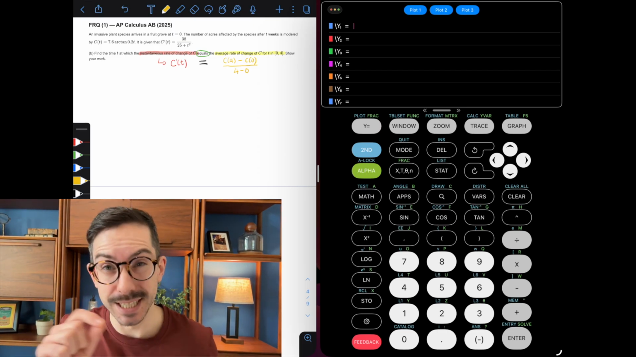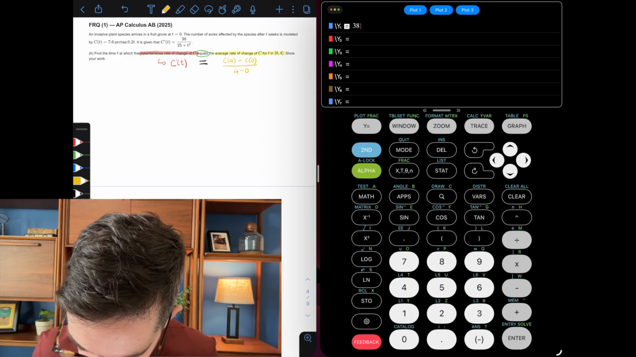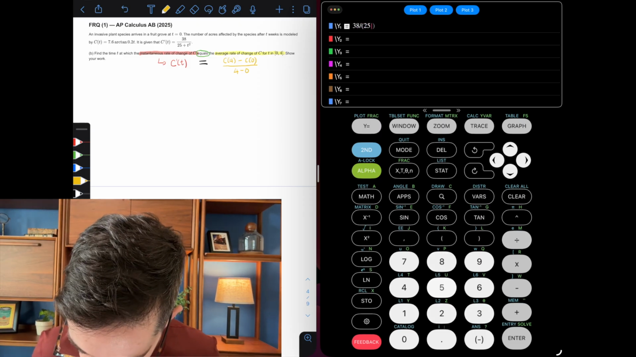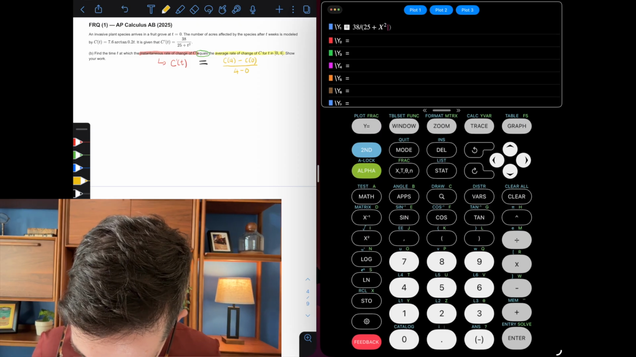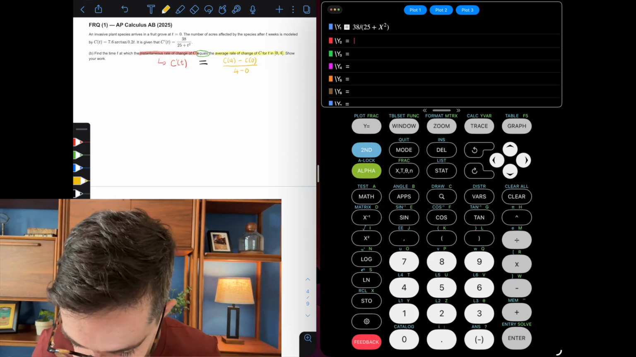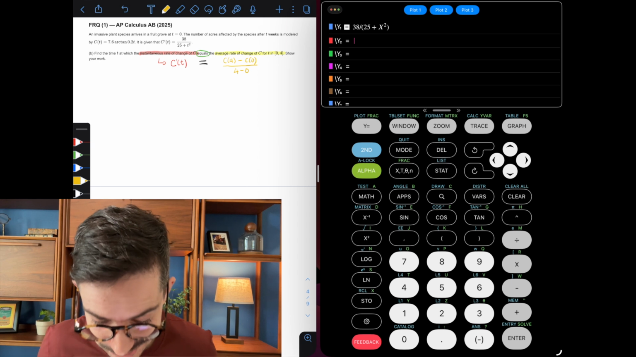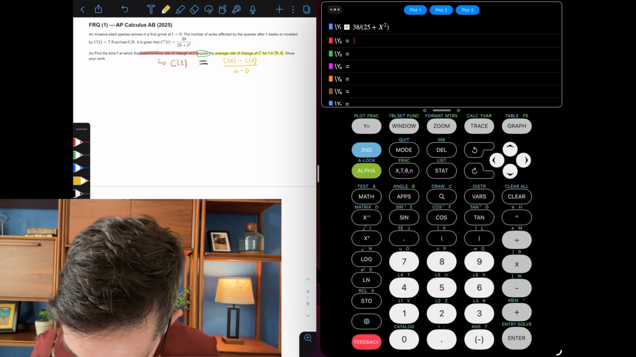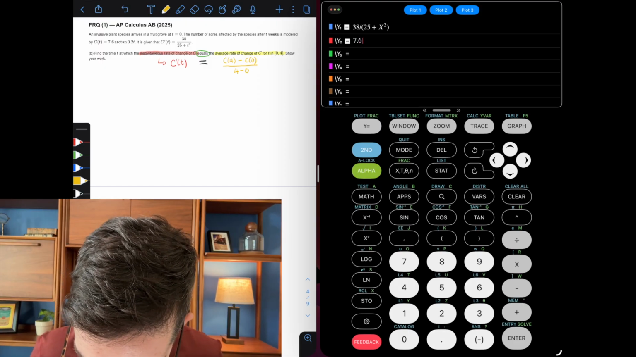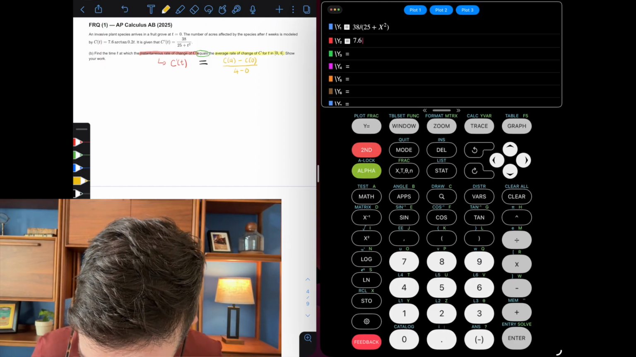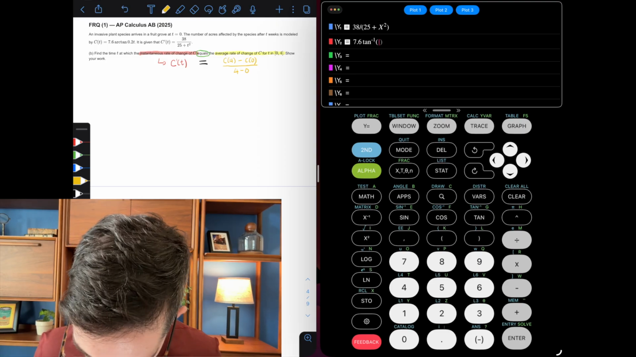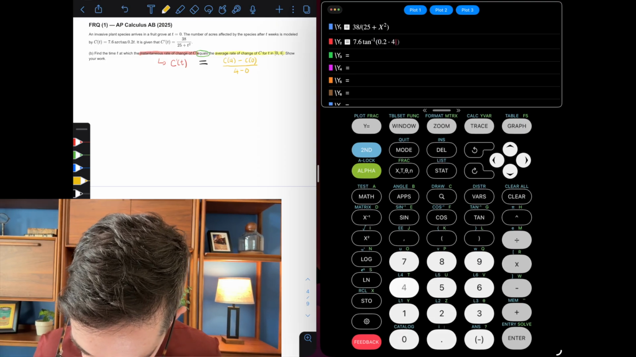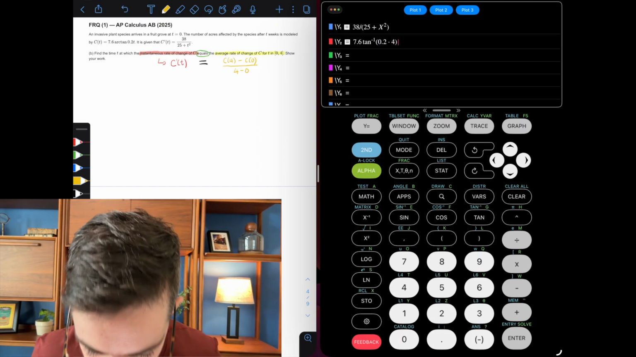So the left-hand side is c prime of t. That is 38 divided by 25 plus my variable squared. That is the left-hand side. The right-hand side is going to be c of 4. So that is 7.6 arctan, tan inverse of 0.2 times 4. That is my variable value.